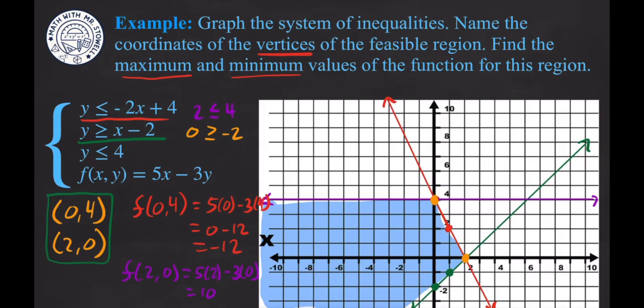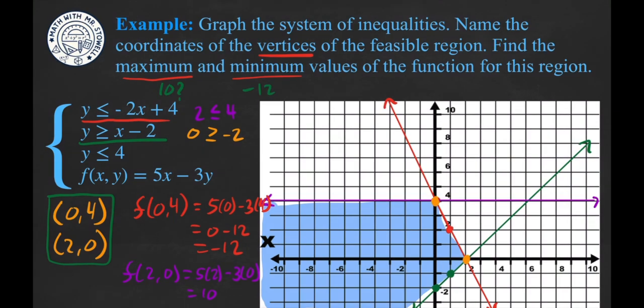Well, how do we know which one's the maximum or which one is the minimum? In order to figure out which one's the maximum or minimum point, we have to figure out if we can get anything larger or anything smaller than these values. So let's try a few numbers. Our maximum we think is 10, and our minimum we think is negative 12. Let's see if we can find something a little bit larger or a little bit smaller.